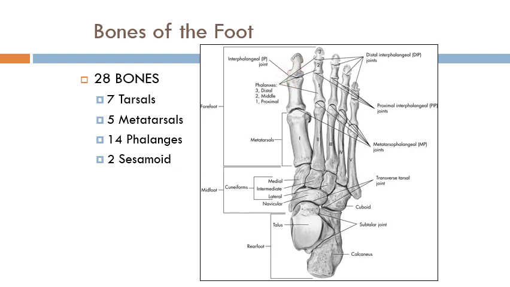In the thumb, you have a proximal and distal phalanx, and in the 4 fingers, you have a proximal, middle, and distal. The same thing in the toes. The great toe has a proximal and distal, and the lateral 4 toes have a proximal, middle, and distal.